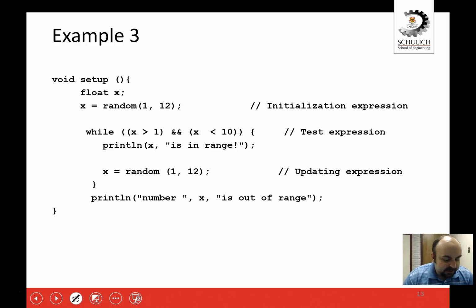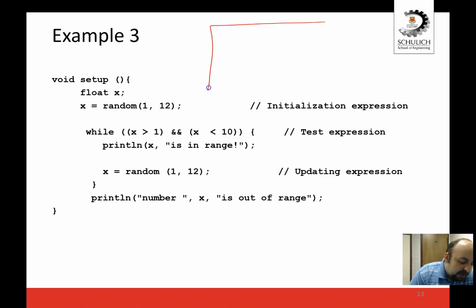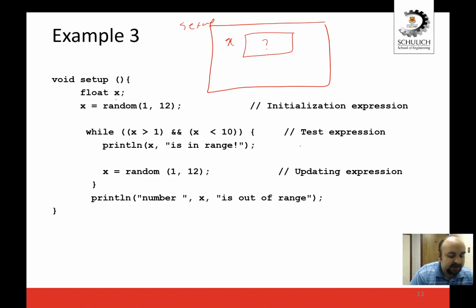Okay, let's continue with examples on the while loop. Consider the following setup function that includes a while loop. We have a float x, so let's start by drawing the memory diagram. So, setup. We have float x, which is garbage to begin with because it hasn't been initialized.